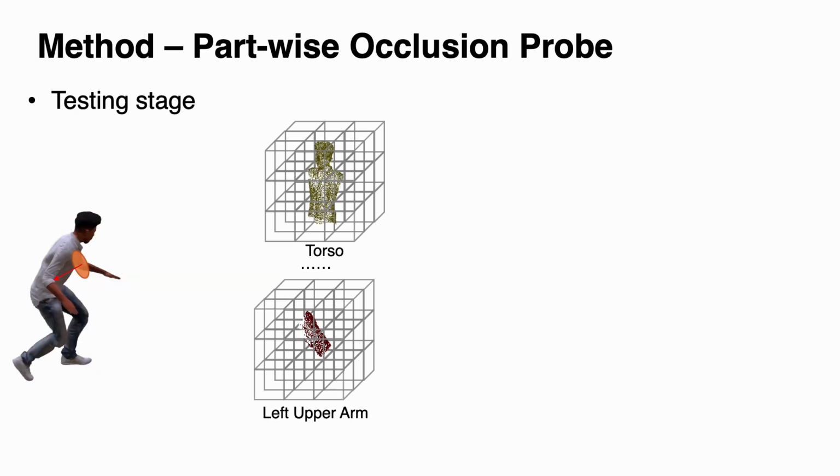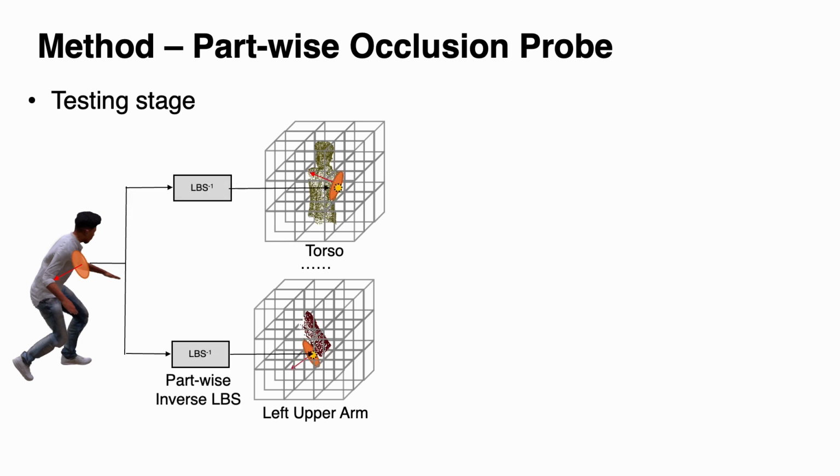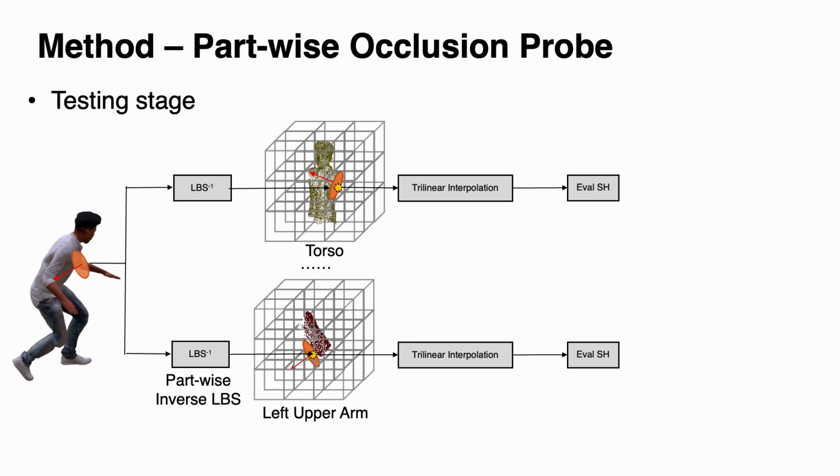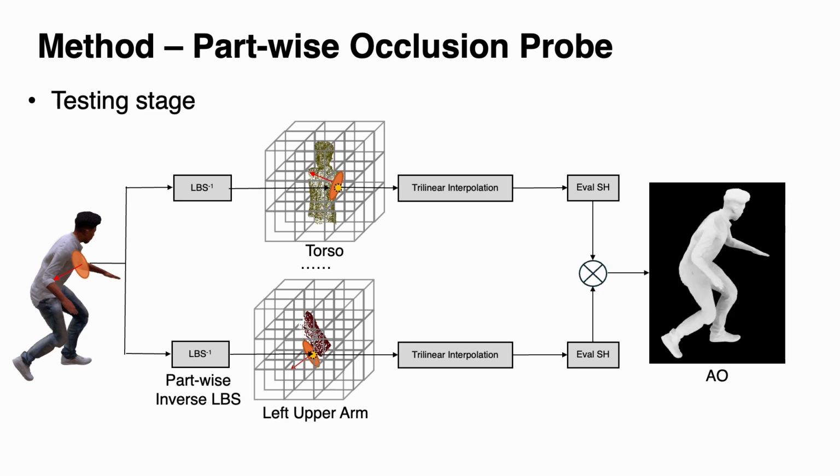During rendering, we first warp each Gaussian primitive to the canonical space of each part based on a part-wise inverse LBS. For each part, we do a trilinear interpolation to obtain SH coefficients. We evaluate the SH function with the warped point normal to recover the part-wise ambient occlusion. The part-wise ambient occlusion values are multiplied together to get the final ambient occlusion value.